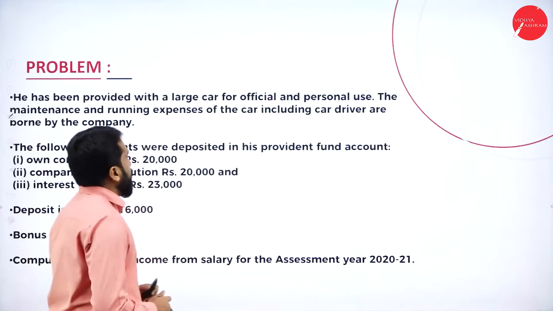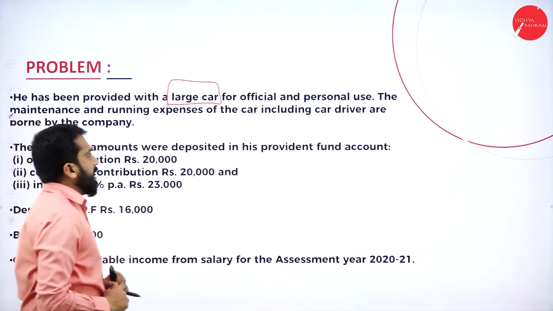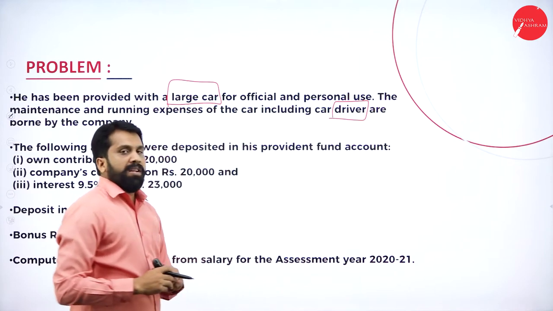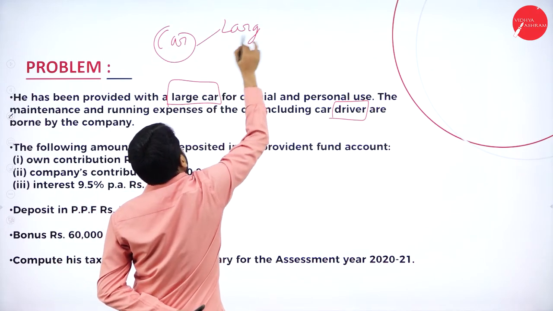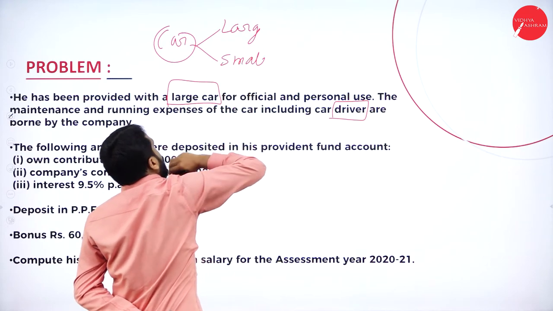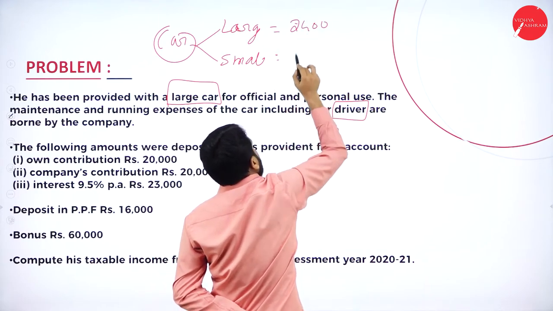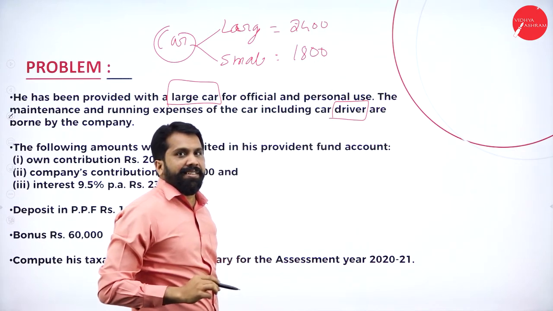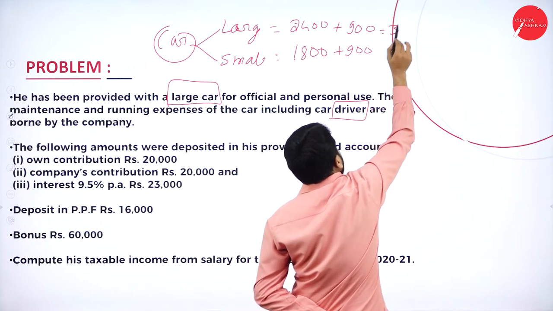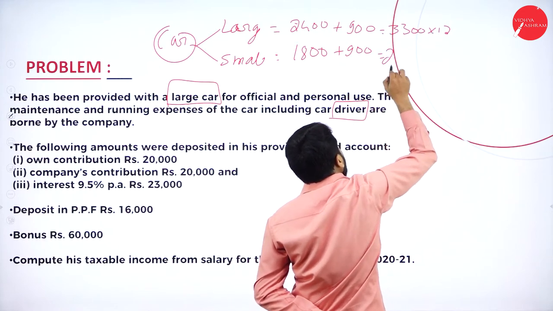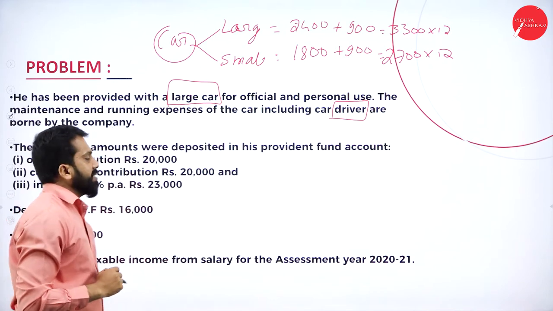Clear? Yes. Continuation. He has been provided with a large car. Remember, I already explained this. Along with that, he was provided with a driver also. So, what is the concept? Simple. If it is a car, whether it is large or small. Now, in this, for a large car, you have to pay 2,400. For a small car, you are supposed to pay 1,800. Along with this, you have to pay for the driver 900. Here, 900. It will come to 3,300 into 12. This is 2,700 into 12. Remember this. This will be your calculation. Clear? Yes. Now, this is done.